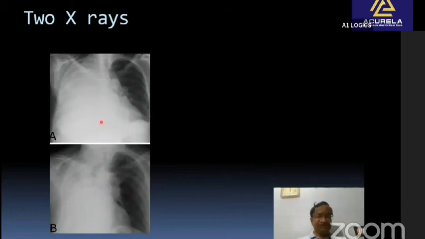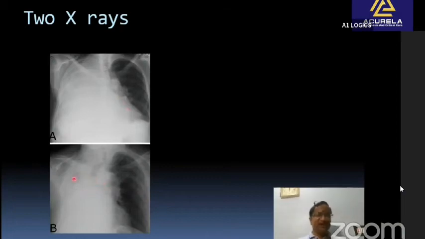Now we can see there are two X-rays. In this X-ray, we can see the mediastinum is completely shifted to the left. There is a big homogeneous shadow completely obliterating the right hemithorax. So this is pushing. Complete homogeneous white shadow, obliteration of the angles. It is likely to be an effusion.